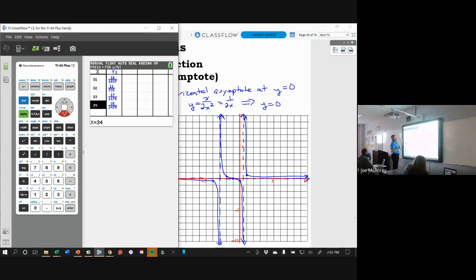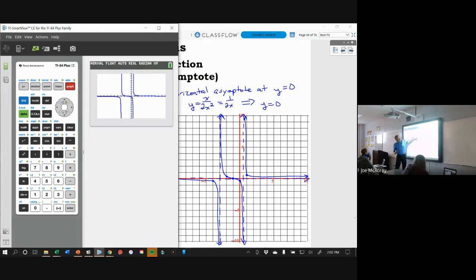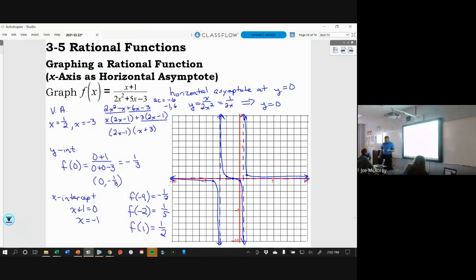Y'all said it looked like it was touching the x-axis. Does it? No, it just gets smaller and smaller. But I can see how that looks like it might have. Yeah. All right. Screenshot it if you need to. I'm about to go to the next one. Got to graph another one.